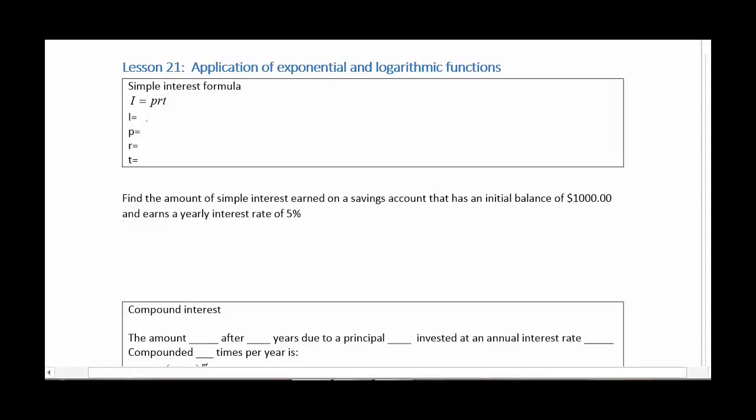All right, so the first formula we're going to look at is called simple interest. In this case, I would represent the amount of interest earned. P stands for the principal, and a principal is just the amount of money that we initially start with. So the amount of the loan or the amount that we start off in the bank account. R stands for the rate, and this has to be in decimal form.